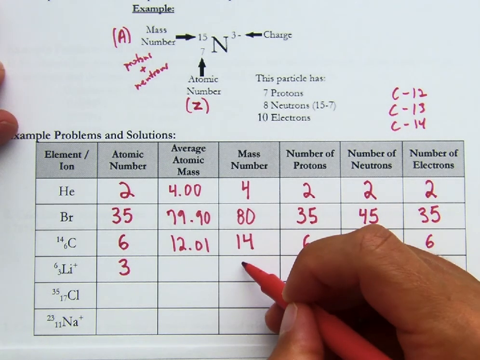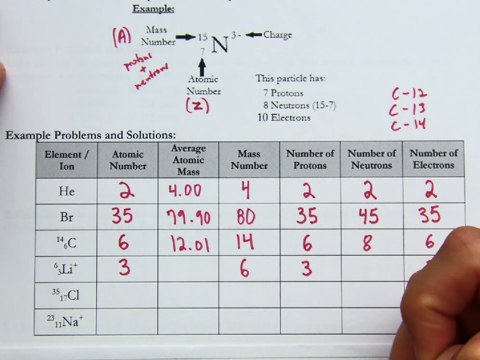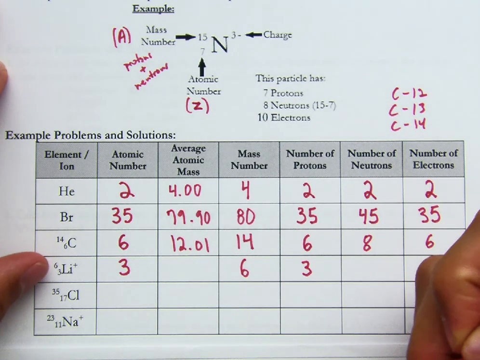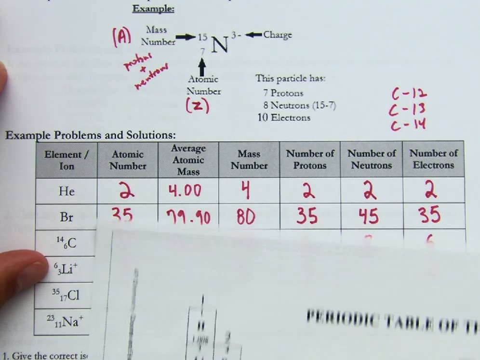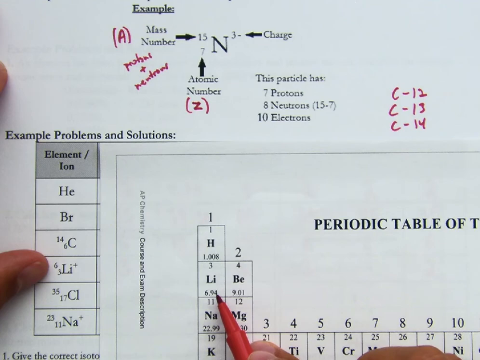The mass number is given here as 6. For the average atomic mass, you're going to look on the periodic table, and lithium on the periodic table is 6.94.